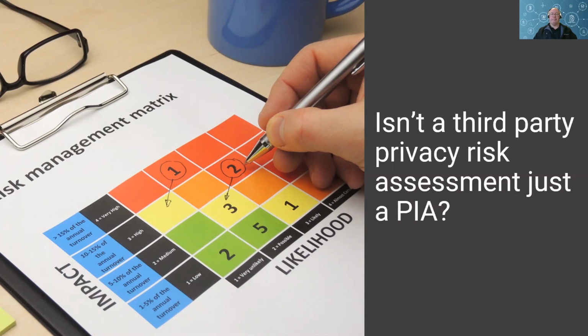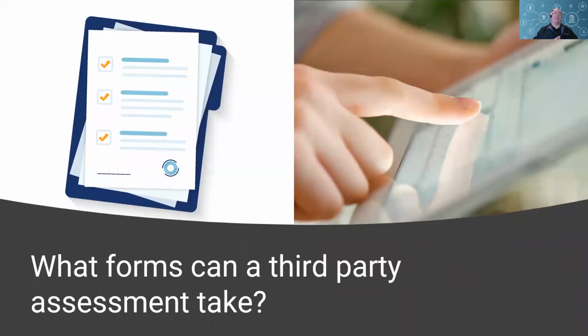So it's very much understanding the reasons why you're taking on board an individual organization that allows you then to pivot round and decide whether you're going to do one PIA that covers all vendors, because there could be multiple vendors involved in a PIA, or you're going to do individual risk assessments. So that moves us on to what forms can a third-party risk assessment take?